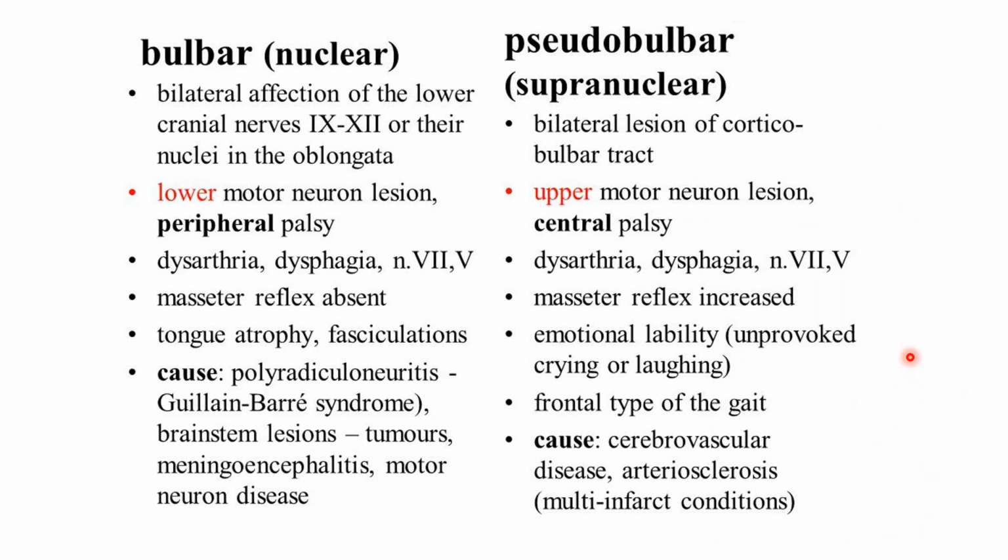Now, the lesions of the corticonuclear tract are the bulbar and the pseudobulbar. Similar to upper motor neuron lesion and lower motor neuron lesion, here also you have nuclear and supranuclear lesions. So this is the lower motor and this is the upper motor kind of lesion, and depending upon the cranial nerve involved, these could be the symptoms of the bulbar and pseudobulbar lesions.